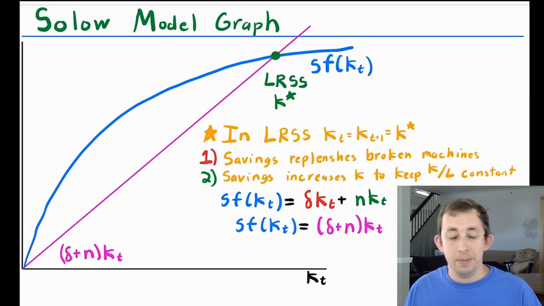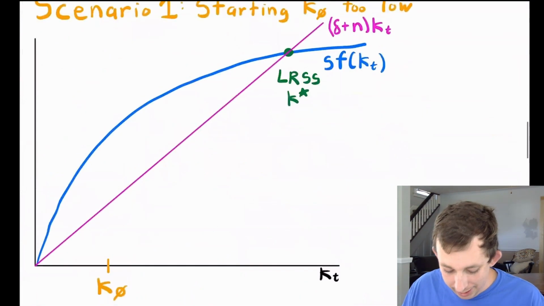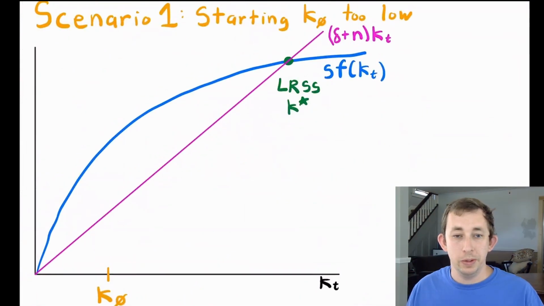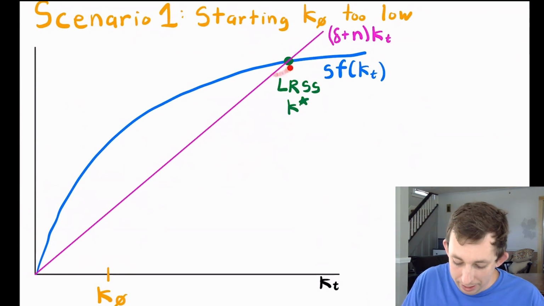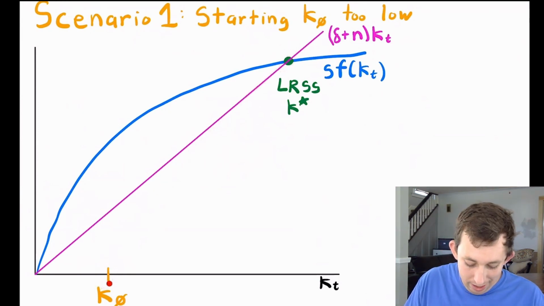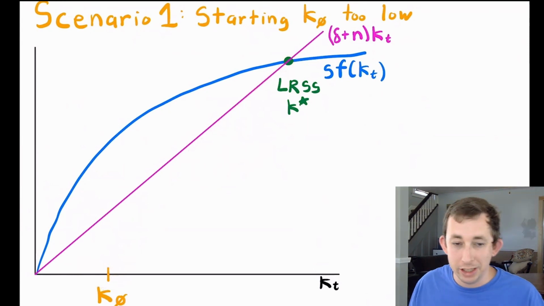Now, what we're going to talk about is how an economy gets to the long-run steady state. How does the economy converge to a long-run steady state? So first, let's talk about the situation in which our capital per person is too low. So maybe we want to be up here, but we're stuck down here at this K0. How do we converge to the steady state?